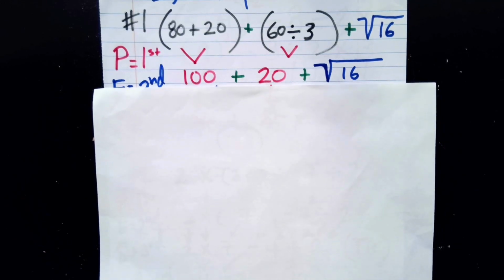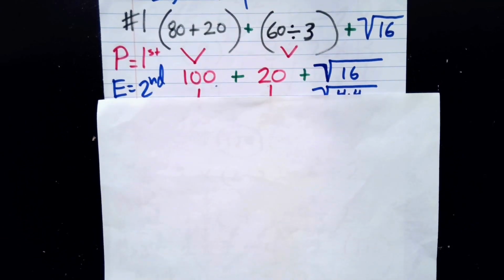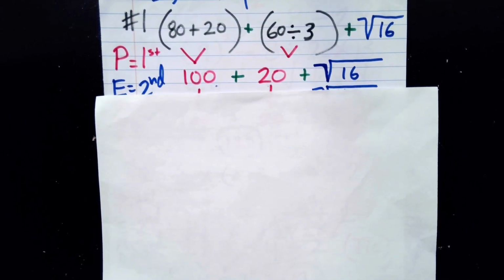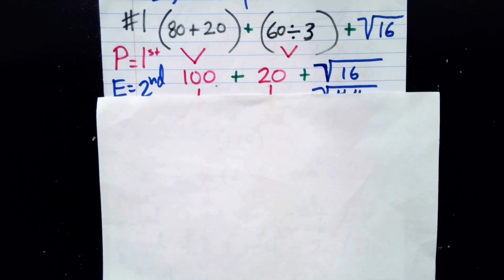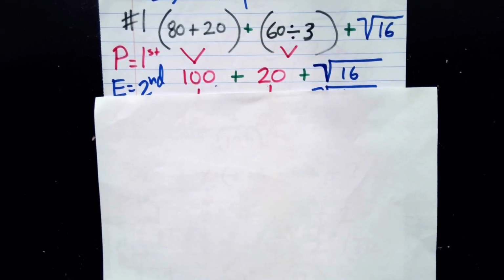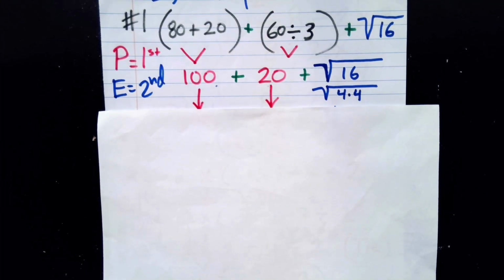So again, the first thing you do, parentheses are first. Now you simplified everything inside the parentheses. Second are exponents. And since a square root, like you see here, square root of 16, is the inverse or the opposite of the exponent, you'd want to do that next. So what is a perfect square of 16? I know 4 times 4 is a perfect square of 16. So I'd simplify that square root of 16.